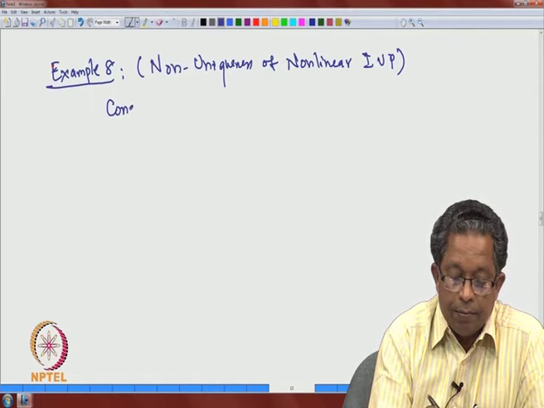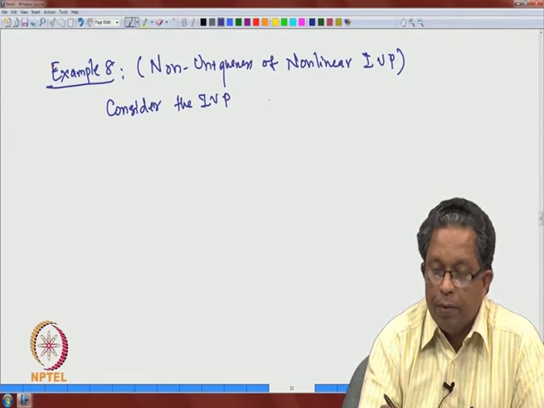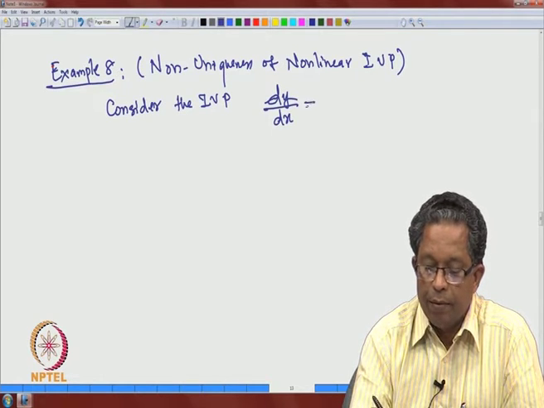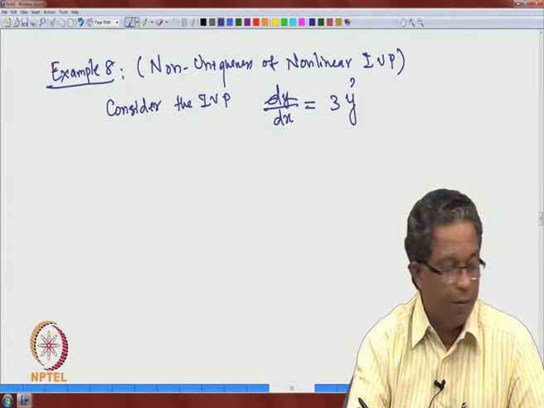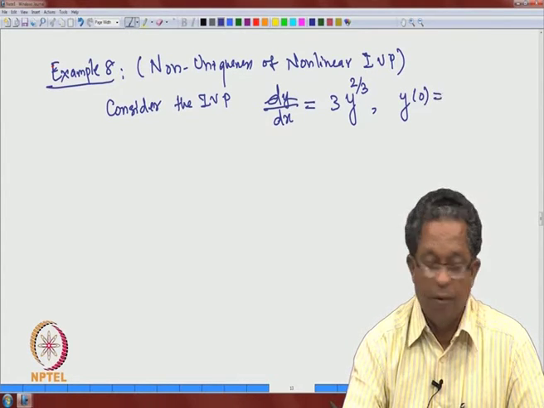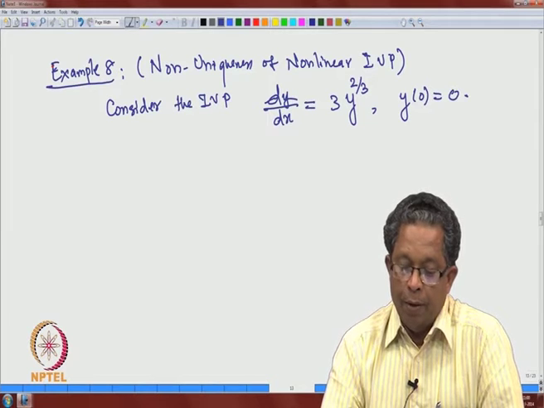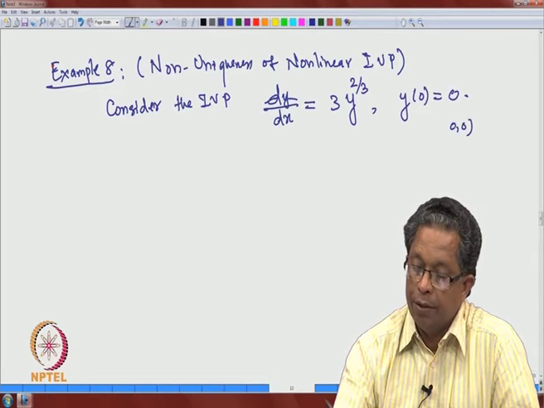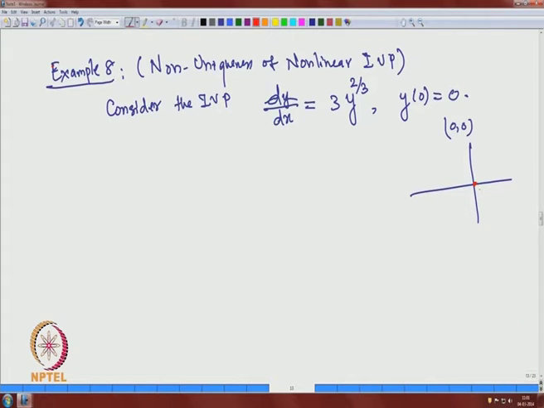So consider the initial value problem given by dy/dx is equal to 3y to the power 2/3, and the initial condition is y(0) is 0. So this is also a nonlinear differential equation with a given initial point (0, 0). So you are looking for a solution that starts from (0, 0).